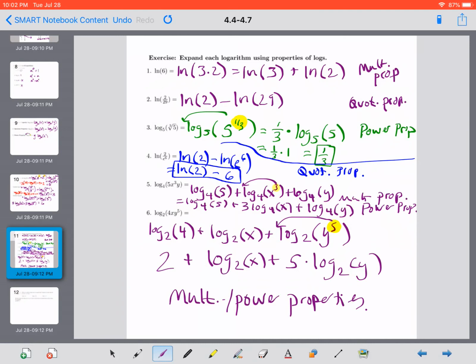Okay, now why is this useful? I mean, in some sense, we were able to simplify this a little bit, but it's not necessarily clear why this is going to be useful to us.